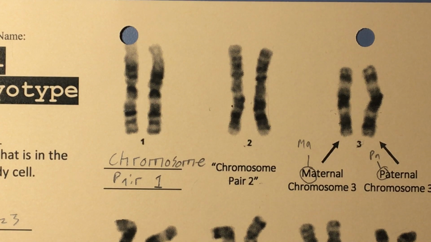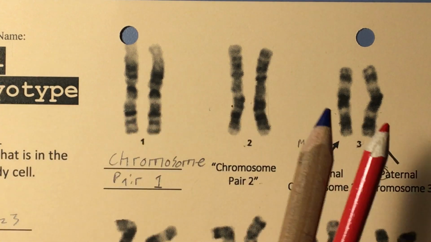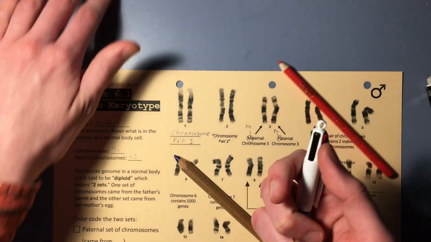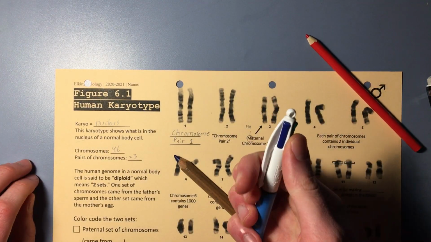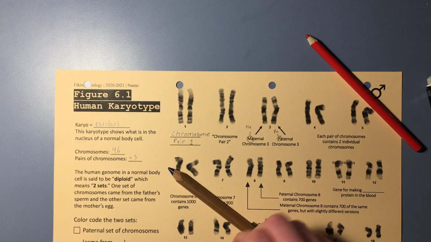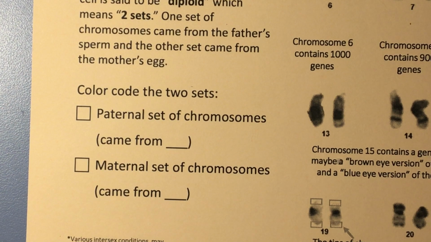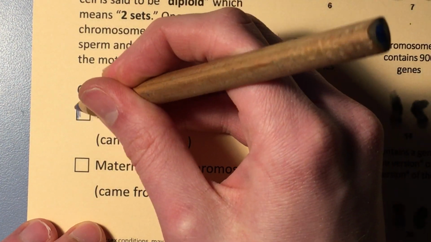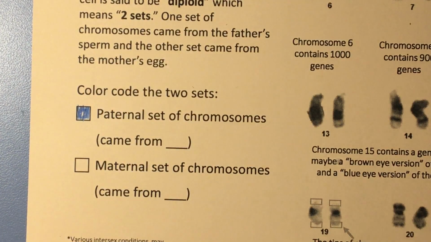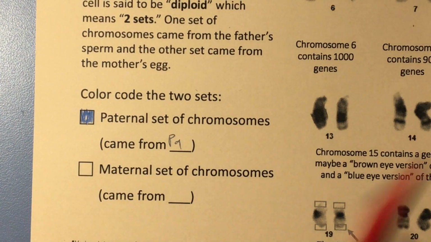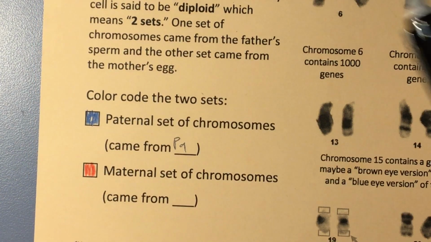We are going to color code these. You should have a red or a blue color pencil, or maybe you have a pen, like one of those cool pens where you could click red and blue. We are going to color code the sets, okay? So the paternal set, we're going to color code blue. The paternal set came from pa, okay? And the maternal set came from ma.